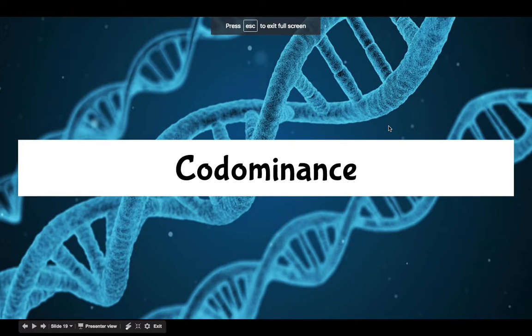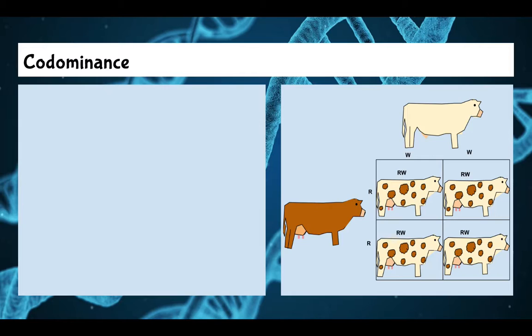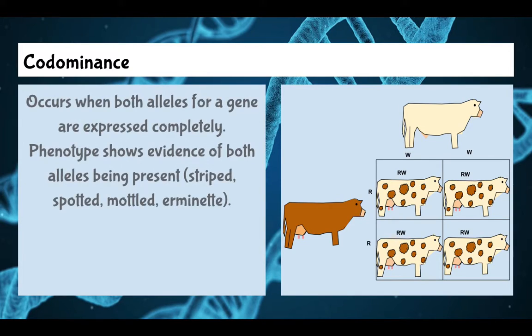So now we're going to talk about codominance, which is another part of the expansion of genetics that happened as a result of the chromosome theory of inheritance. It's a little bit different than incomplete dominance in that in codominance, both alleles are equally dominant. Co is like together, so they are both completely dominant.